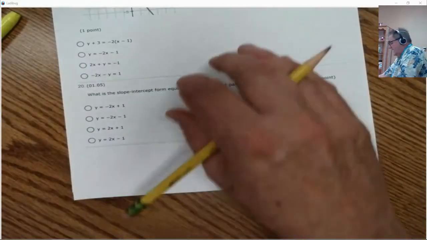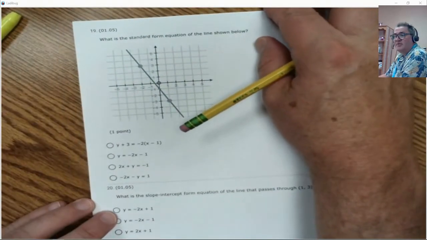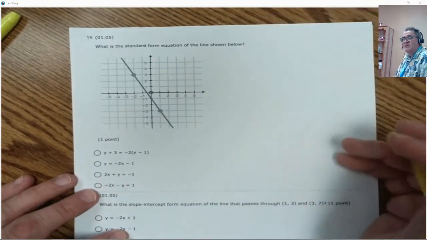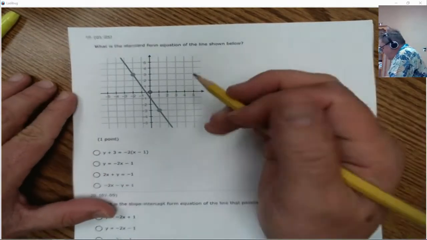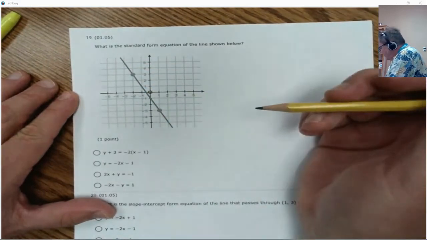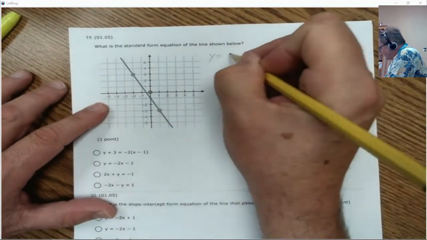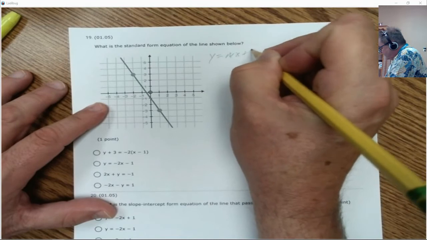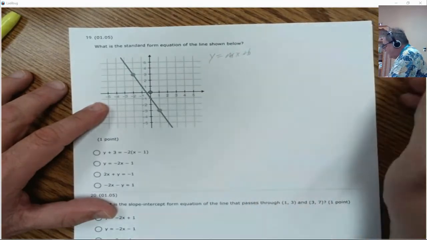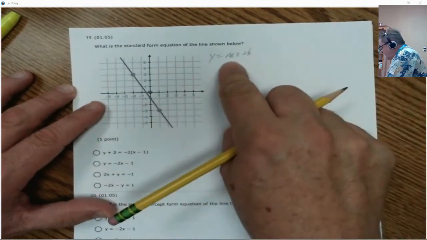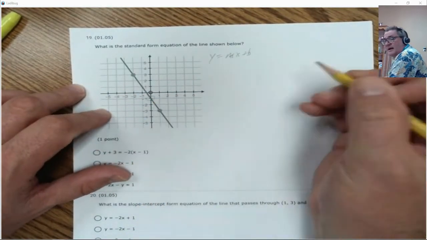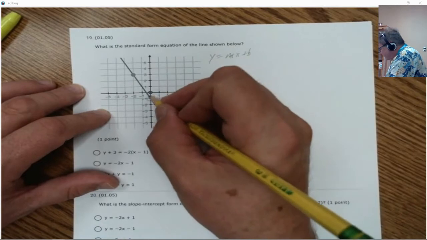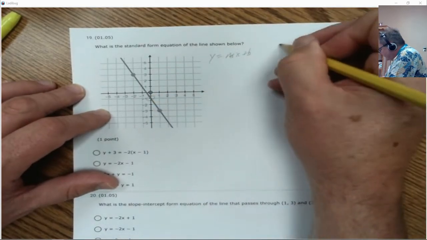Okay, number 19. What is the standard form equation of the line shown below? Well, when we have a line on a graph, we know we can go with the y equals mx plus b equation format. So what is our b first? Our b, the intercept right there, is where it crosses the y axis at -1. So we know our b is -1.